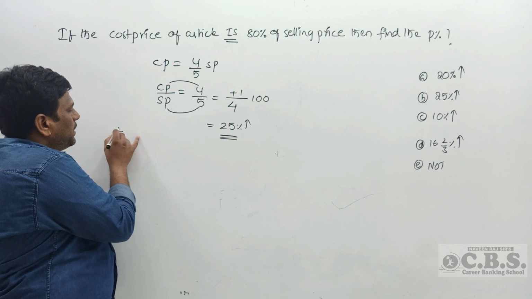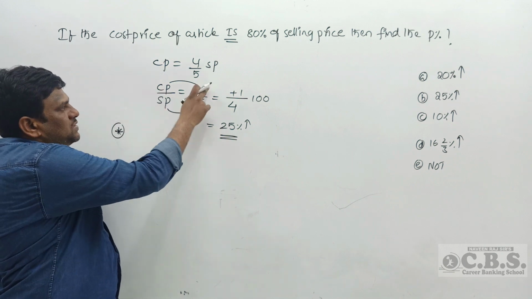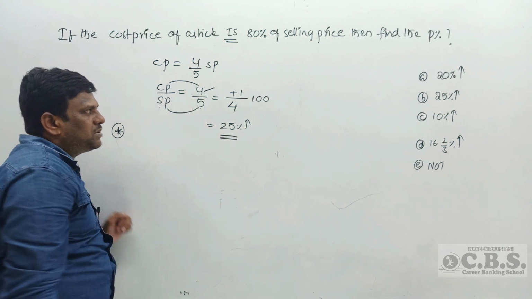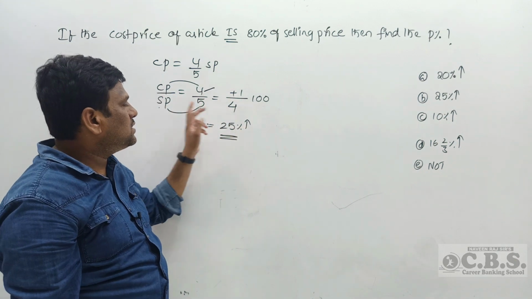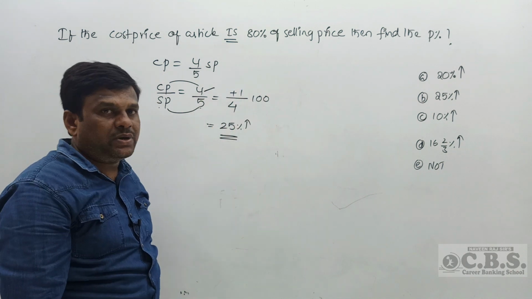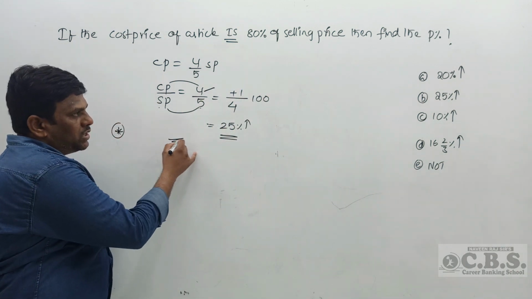So compare the ratio. The cost price in the numerator is how many parts? Here, 4 parts. The denominator is the selling price, which is 5 parts. Directly, cost price is 4 parts and selling price is 5 parts. So 1 rupee profit upon 4, into 100, is 25% profit on the article.